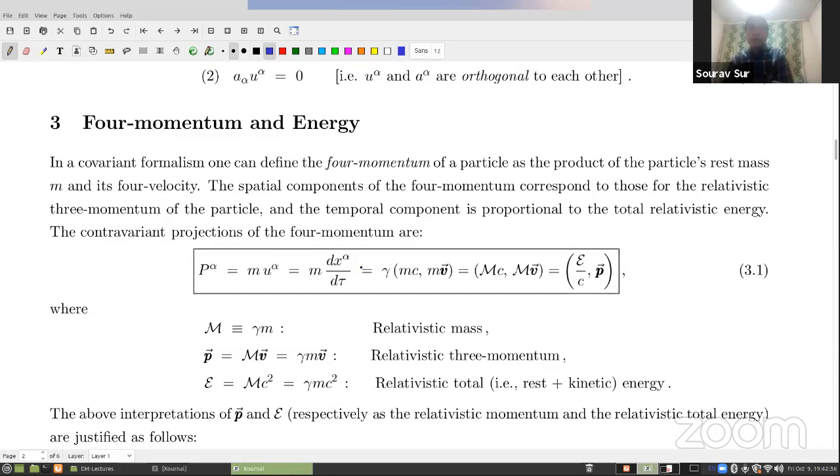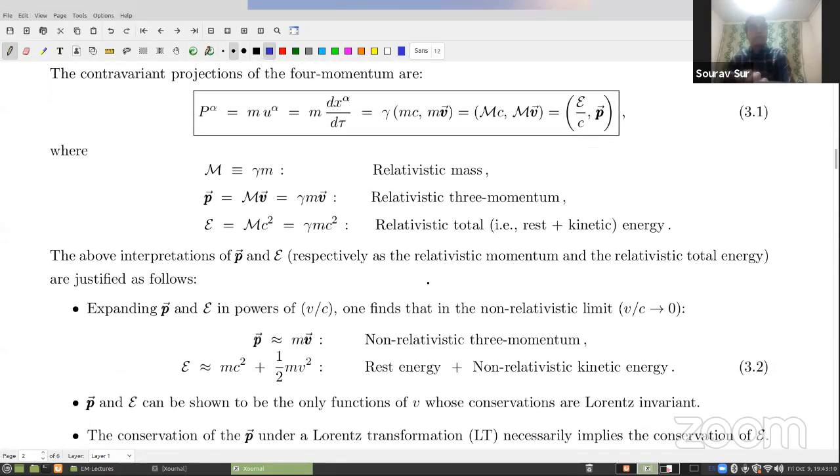And when you put this in the component structure, then this is gamma mc and gamma mv. This calligraphic m is what is known as the relativistic mass. The small m is the rest mass. And this can also be written as total energy divided by c, and this is the relativistic 3 momentum. This gamma mv is the relativistic 3 momentum. So where this relativistic mass is gamma times m, p is gamma mv, and E is gamma mc squared. That is the relativistic total energy, rest plus kinetic energy.